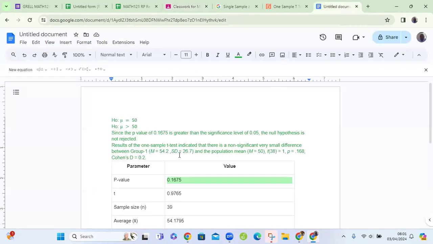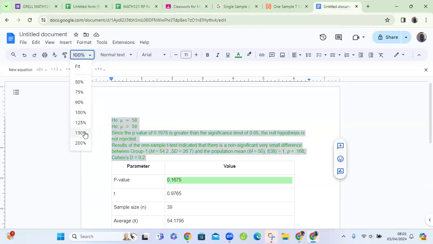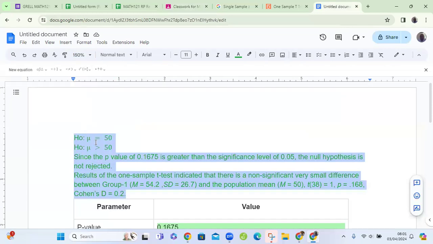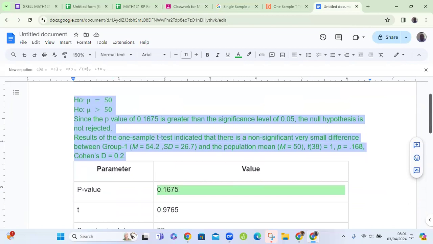So that is why the results of the one sample t-test indicate that there is no significant, there's a very small difference. The reason it is saying that is because the null is saying there is no difference. It is equal to 50. So that 54 now is not significantly different than 50. So that is the conclusion.